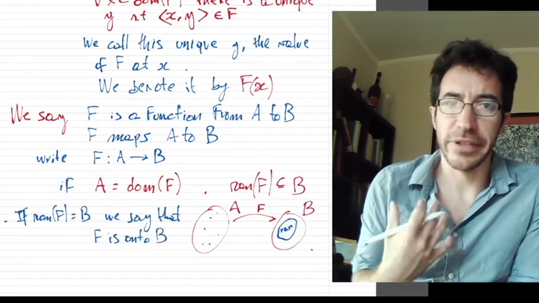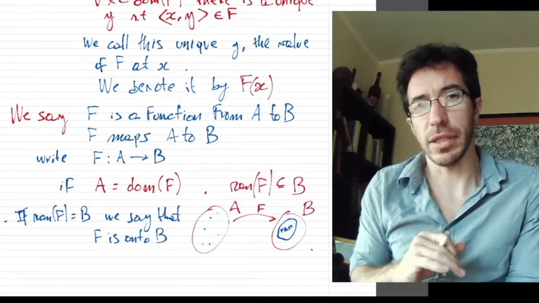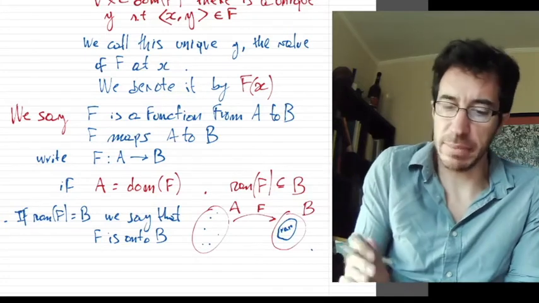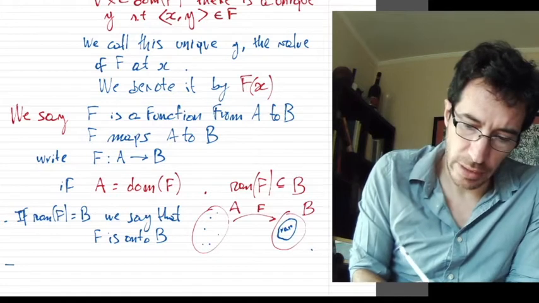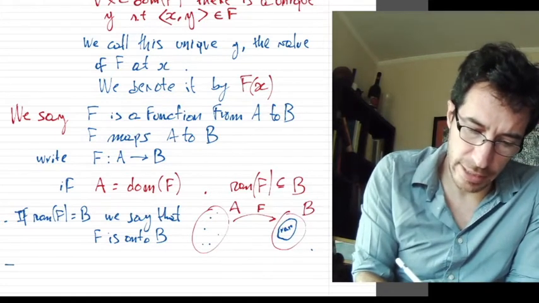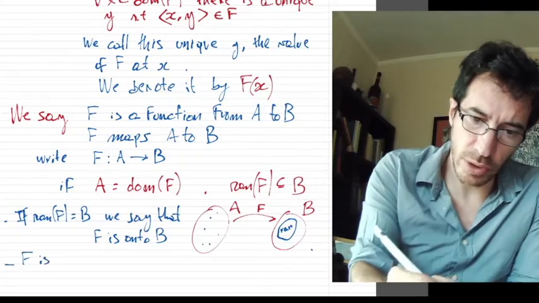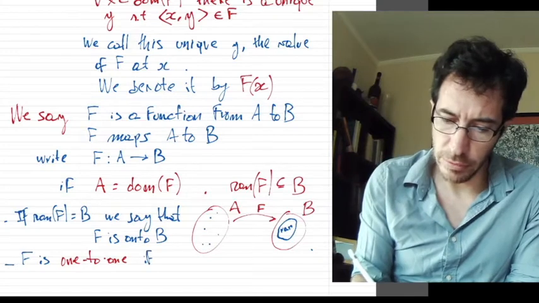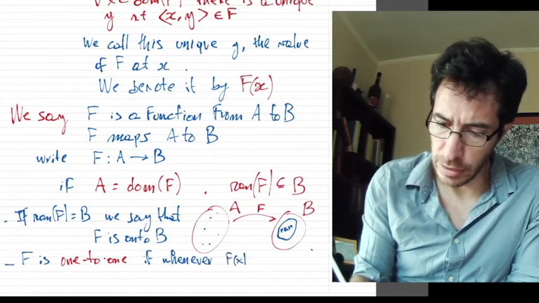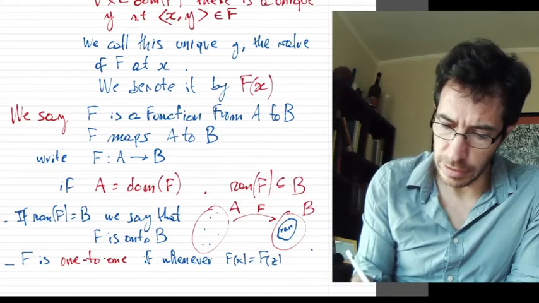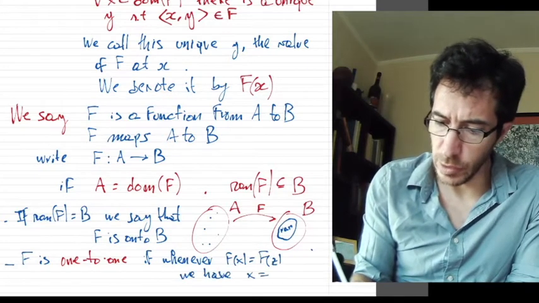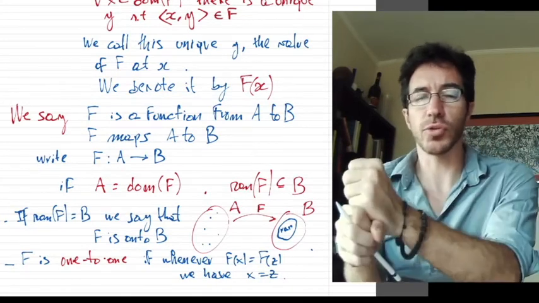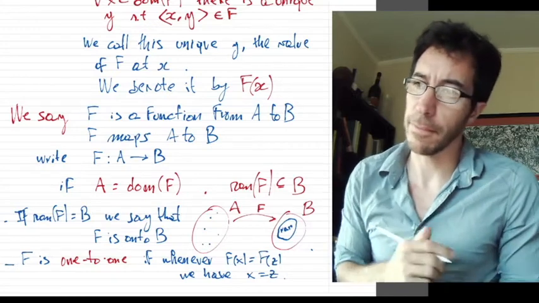So notice being onto is a property of both f and B. I mean, every function is onto its own range, but sometimes B is larger than its own range. And we say that f is 1 to 1 if you can never have two values that go to the same value. Whenever f of x equals f of z, it's because x equals z. So you can never have two different values going to the same thing. Only one value goes to one value. That's why it's called 1 to 1.